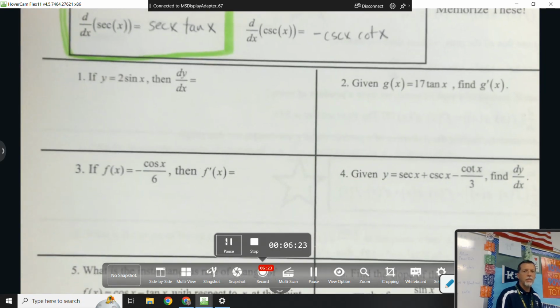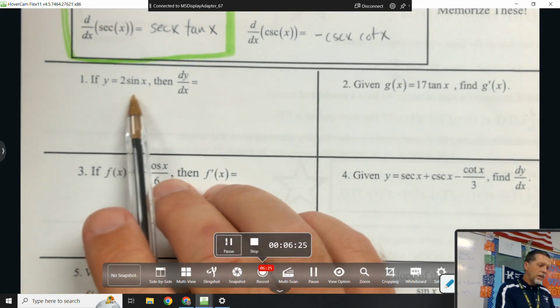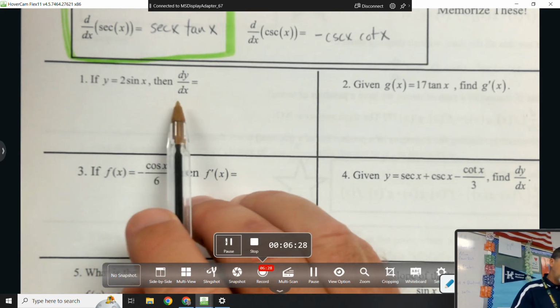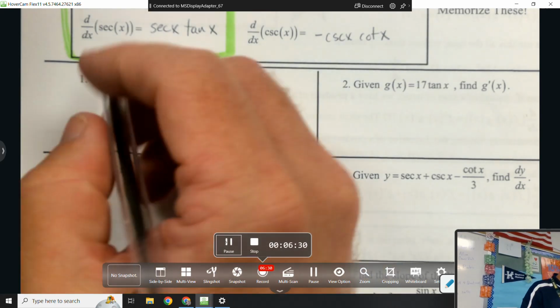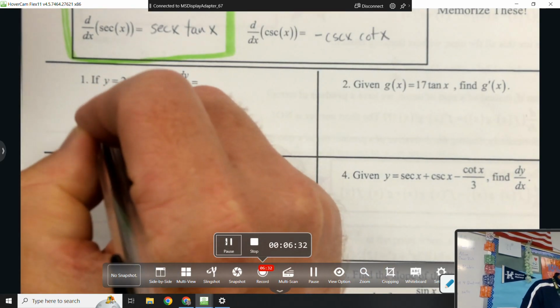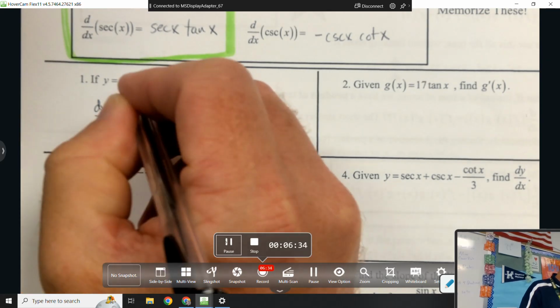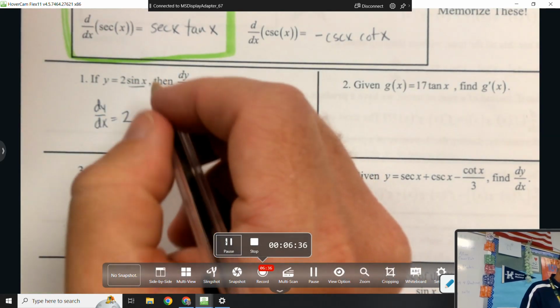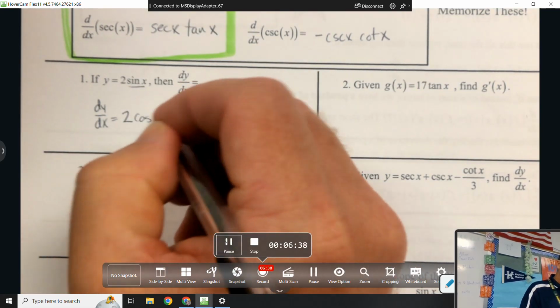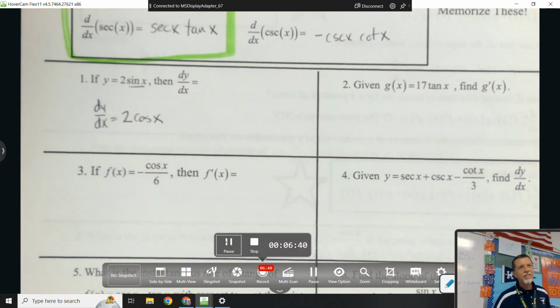Okay, some examples. y equals 2 sine x. Then dy/dx equals, well, the 2 can just kind of go along for the ride. And the derivative of sine is cosine. So yeah, that's it for number 1. Why don't you try number 2?